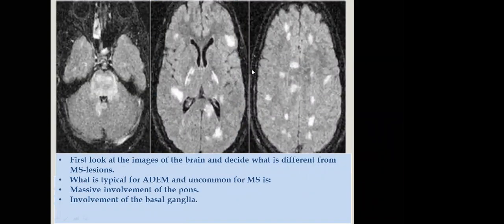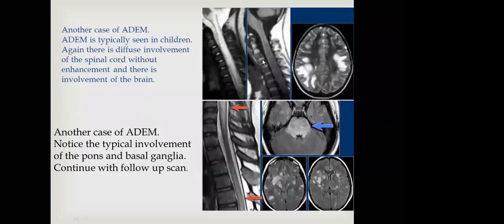When we examine this case in the brain, there will be multiple brain involvement with multiple high signal spots in the subcortical white matter. But what differentiates the brain involvement in this case from multiple sclerosis is the involvement of the basal ganglia and the diffuse involvement of the pons, which is not classical, not seen in multiple sclerosis.